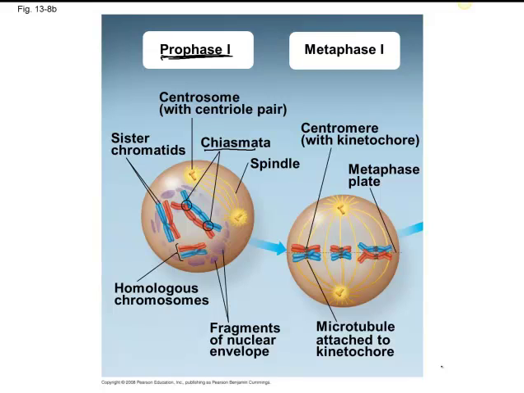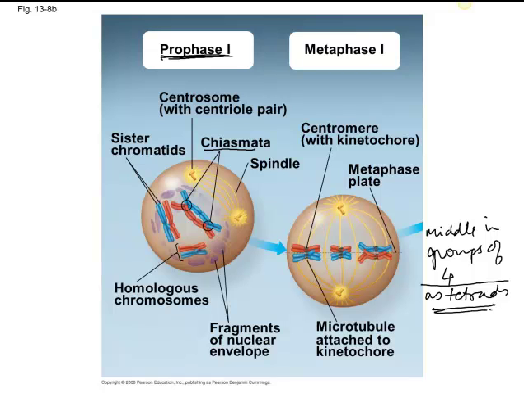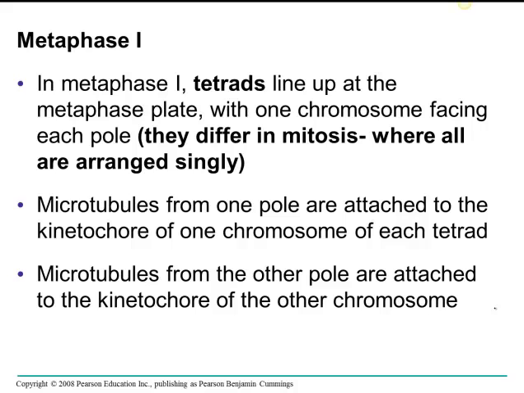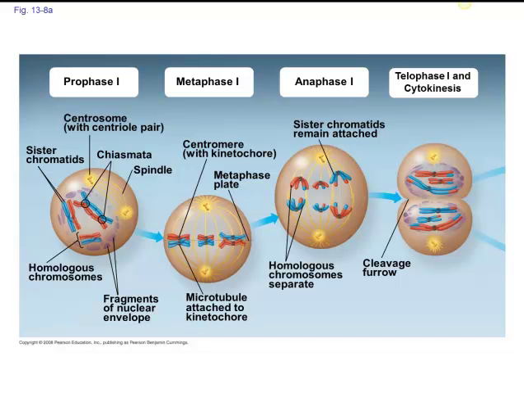In metaphase 1, the difference is they are aligned in the middle in groups of 4 as tetrads. Okay, that's what makes it different from mitosis, where they are all arranged singly. Now the microtubule which is attached to the kinetochore, then from the other pole is attached to the kinetochore and then they both pull. Okay? So that's done. Then we move on to anaphase.